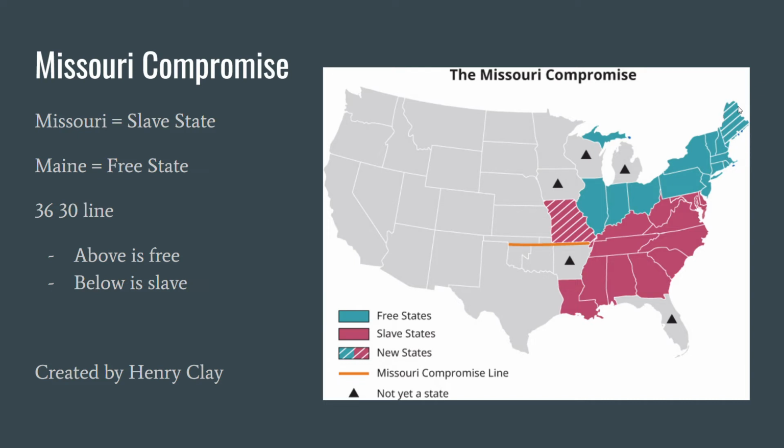So it's like, we'll let Maine be its own thing. So Maine will come in as a free state. That'll keep balance, 12 and 12. And then we'll just draw a line. We'll just be like, hey, draw a line.